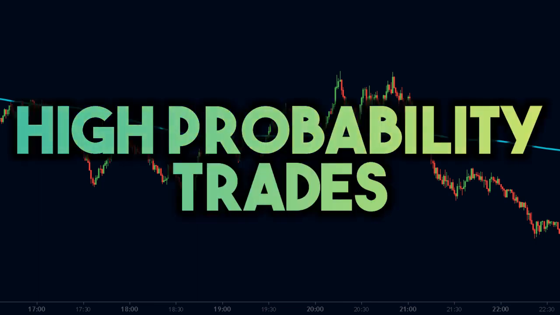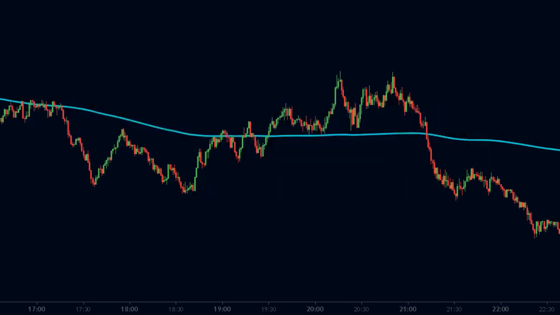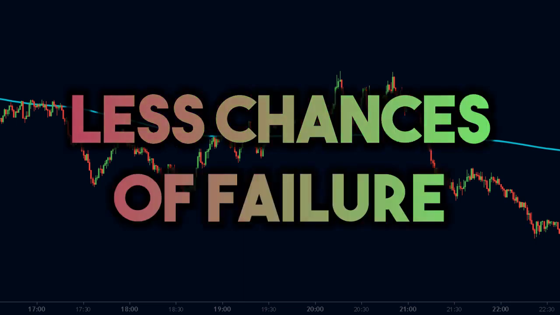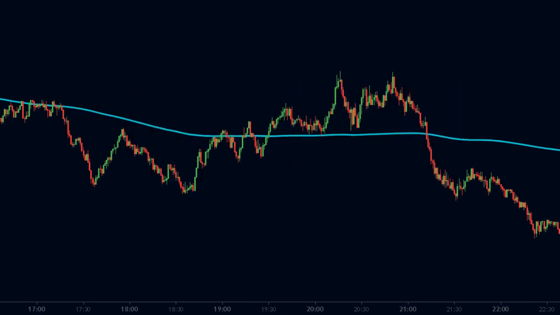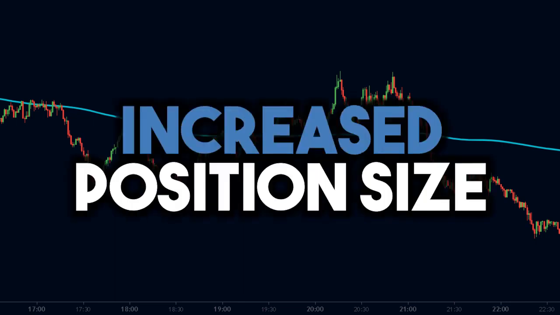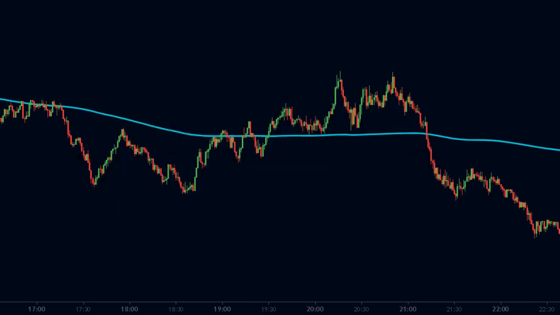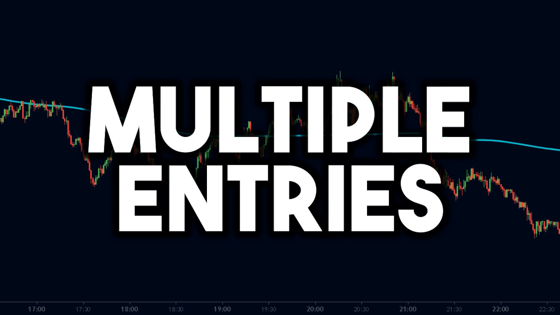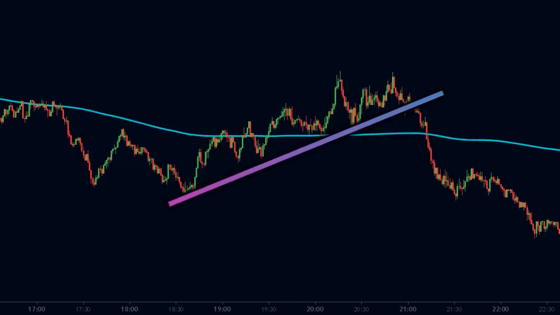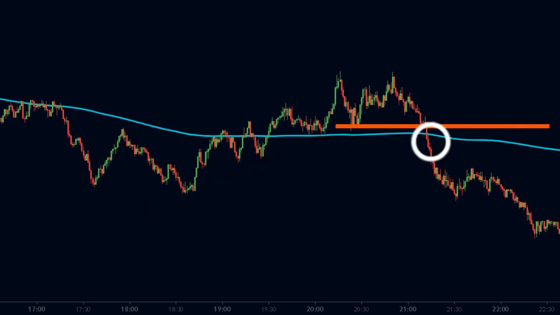These are high probability trades. In such trades, the chances of failure are much less. Hence, we should make the most of these trades by increasing our position size. We can also use multiple entries in such trades. For instance, I shorted half my position at the break of the trend line. And I shorted the other half at the break of this neckline of the double top pattern.